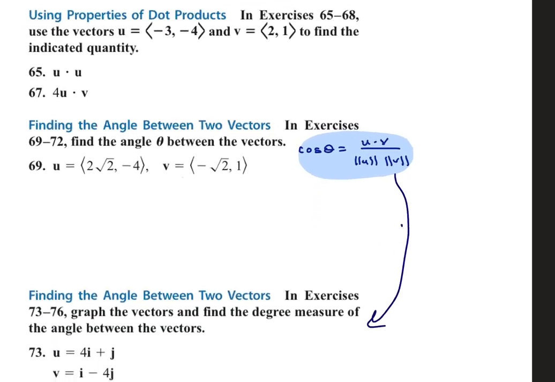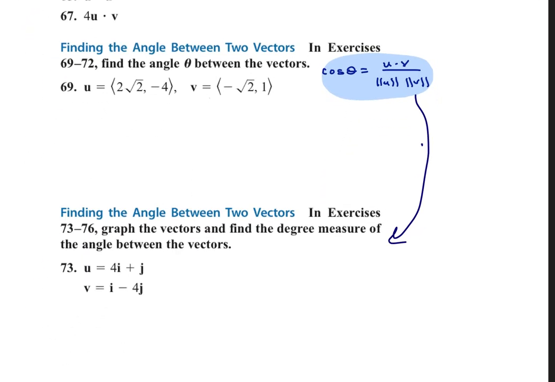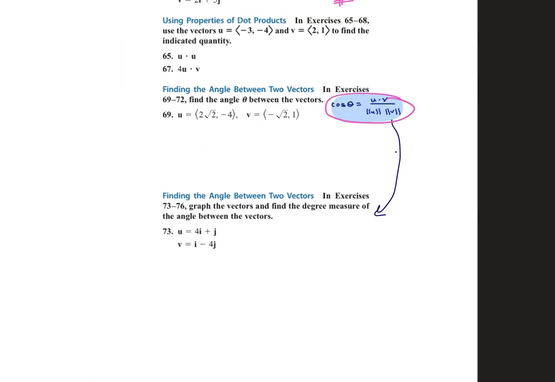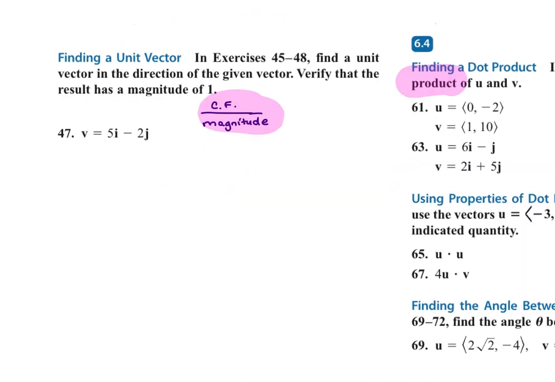Okay, angle between two vectors. This will be given to you. This is one that requires the calculator. It's the dot product of the two vectors over the product of the magnitudes, and then we take the inverse cosine of that whole thing to get the angle in between.